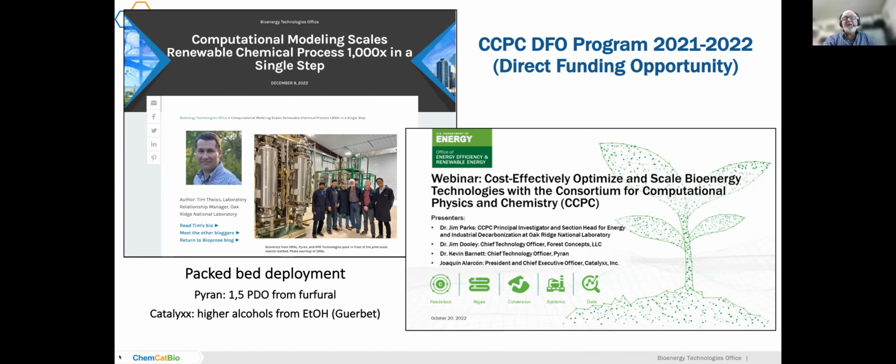And I did want to point out that if you're interested in this approach, there are a couple of resources on the web. These are basically related to a DFO program that we ran in 2021, 2022. That's a direct funded opportunity. We did a webinar on October 20th of last year in which the 3 main principals, CTO, CEO of 3 private companies, basically gave testimonies of how the CCPC's computational approach helped them move their technologies up in scale in an accelerated fashion. And so if you're really interested, by all means, dig into that.